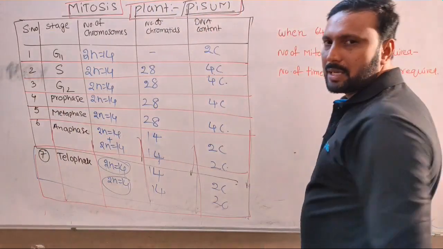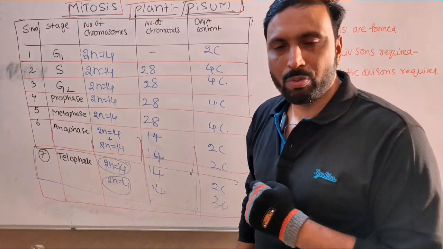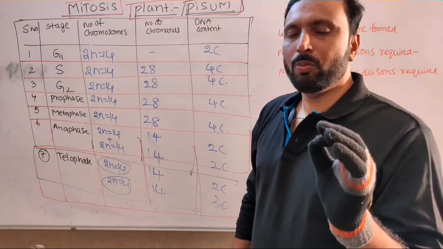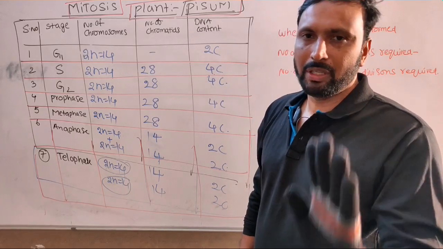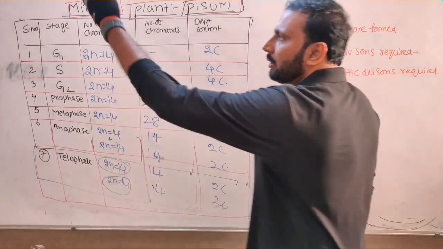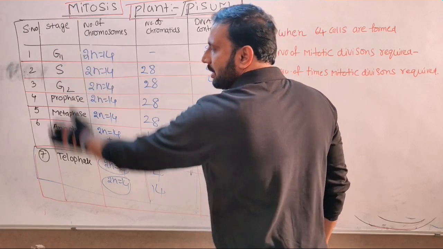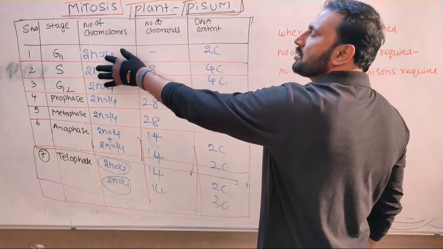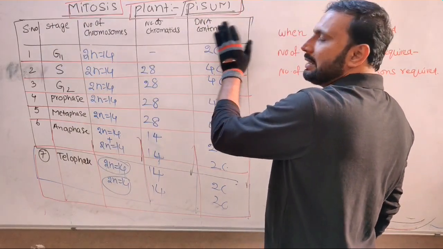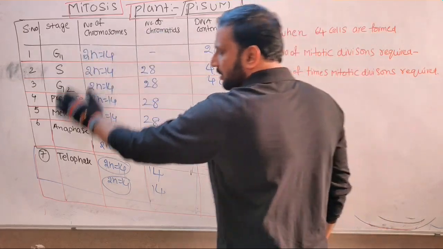I am taking the Pisum sativum. You know Pisum sativum, how many chromosomes are present? 14 chromosomes, 2n equal to 14 chromosomes. So the stage I am discussing, which stage, how many chromosomes and how many chromatids, DNA content, clearly I am giving a chart.